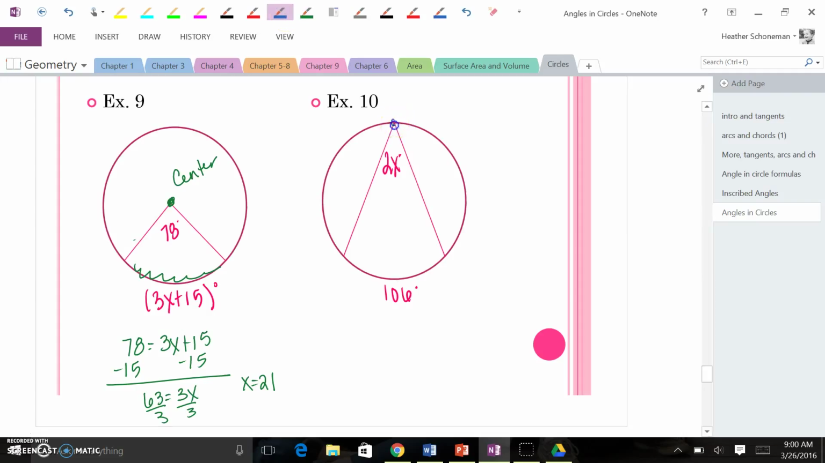Okay, example 10, the vertex is on the circle. It's formed by two chords. This is an inscribed angle. Not all these angles have a name, but some do. But when the vertex is on the circle, the angle, which is closest to the vertex, equals 1/2 of the intercepted arc. Here's the intercepted arc, so it equals half of 106. So 2x equals, it's not a variable, I can take half of it, half of 53. I don't know, this comes out to be a decimal, but that's okay, we're not going to stress out about it. You get 26.5.